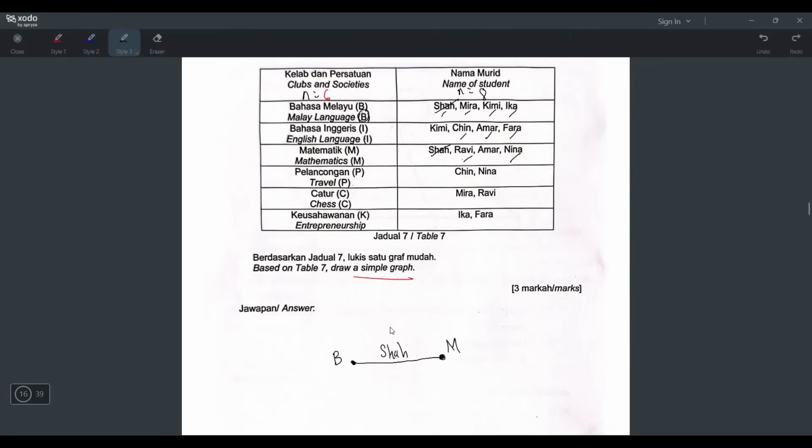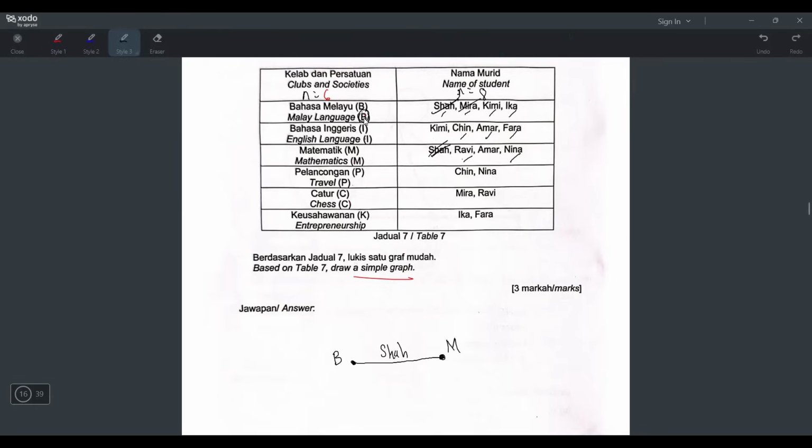So this is how you represent in a graph. It means Shah dia suka B for BM and M for mathematics. Macam tu. Okay. It means now we know that okay, Shah sudah settle. Okay, next one kita tengok yang Mira.